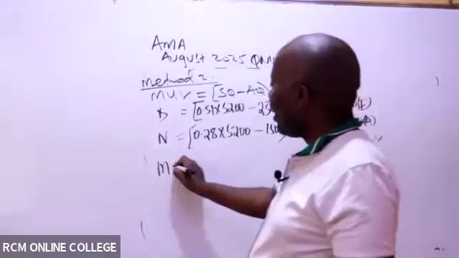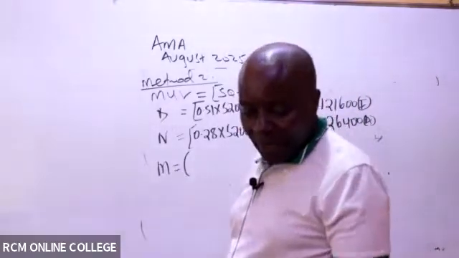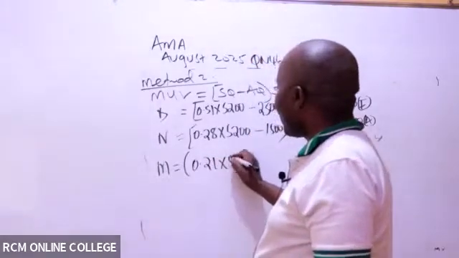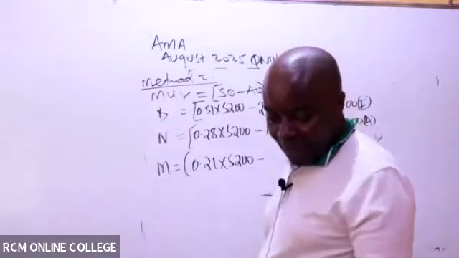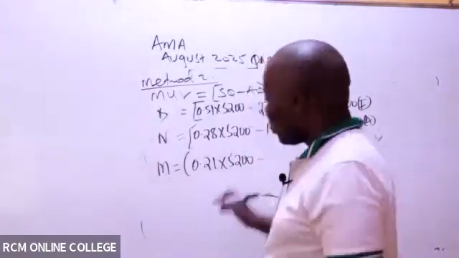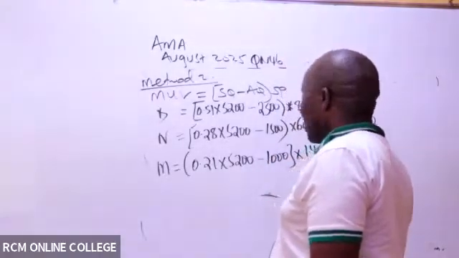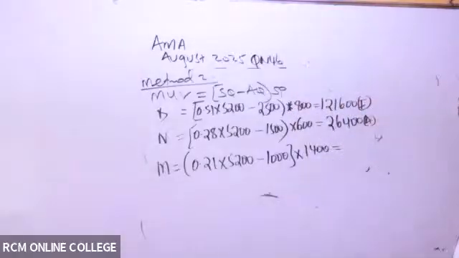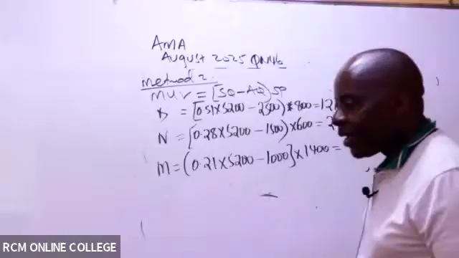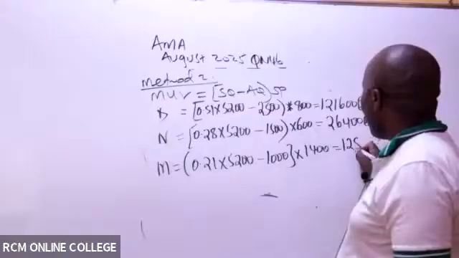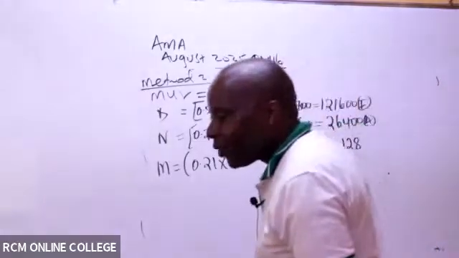And then M, ladies and gentlemen, what am I able to see for M? For M, we have 0.21 times 5,200 minus the actual usage there, which was 1,000 kilograms of M, times 1,400, because the rate there is 1,400 per kilogram. So I'm being given a figure of 128,800 favorable.